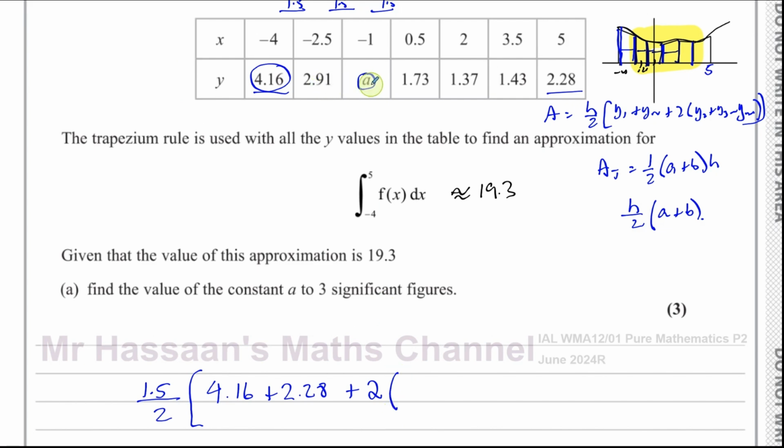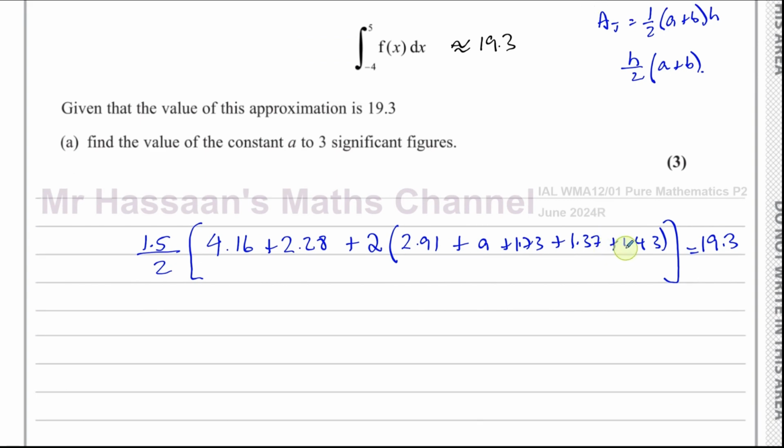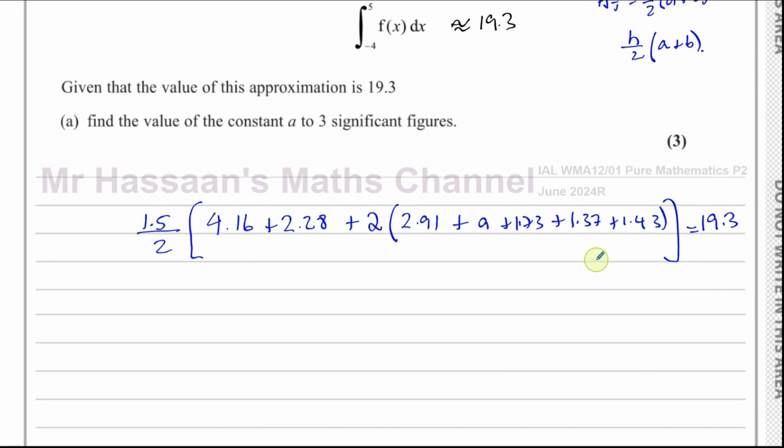you're going to have to add these together. So it's 2 times all of these added together. So you have 2 times 2.91 plus a, which is what we have to find, plus 1.73 plus 1.37 plus 1.43. Close the brackets, and that's going to equal 19.3. That will approximately give us 19.3, to 3 significant figures. We've got to find a to 3 significant figures. So that is the value of the approximation. You can see the only thing we don't know is this a.